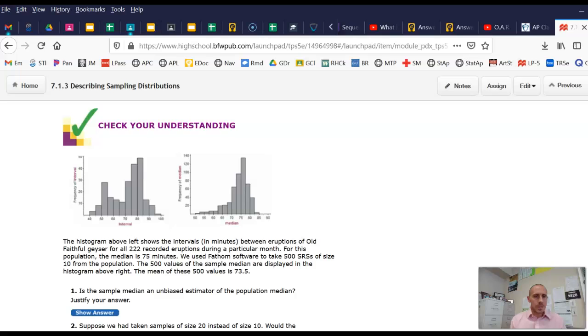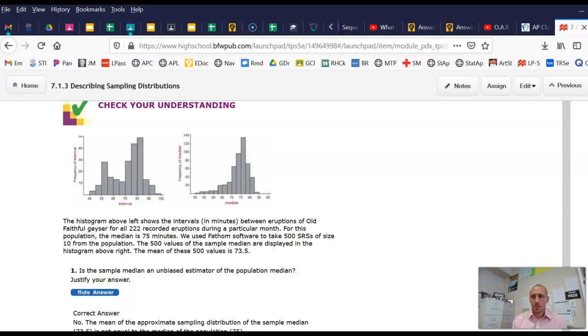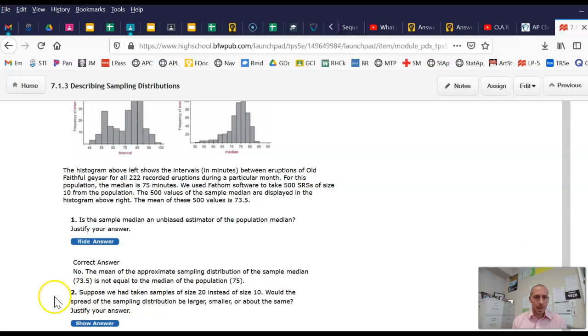So for the first question here, is the sample median an unbiased estimator of the population median? It's not always the same as the mean. So they've got to give us some information. The median for the population is 75. Then the sampling distribution should be centered at 75, but it's not. It's centered at 73.5. So is this unbiased? No, it's a biased estimator. It looks like we're consistently underestimating the true median. They're not equal. It's literally black and white there.